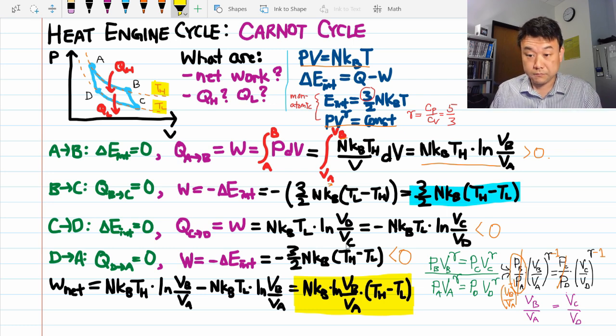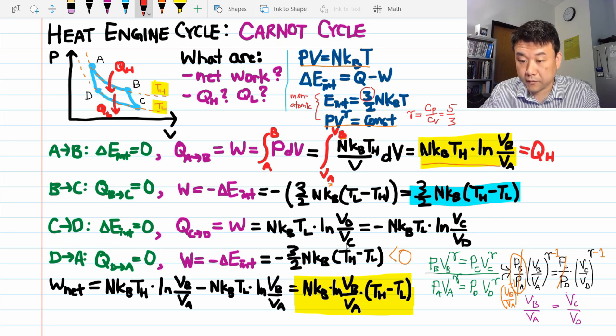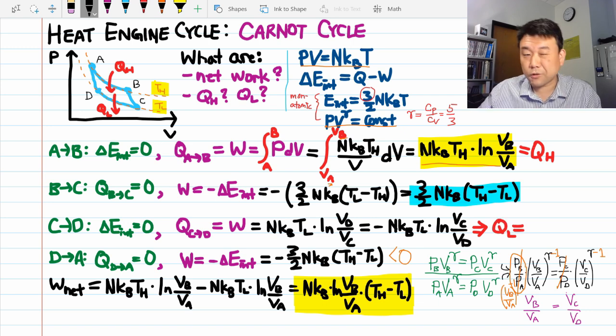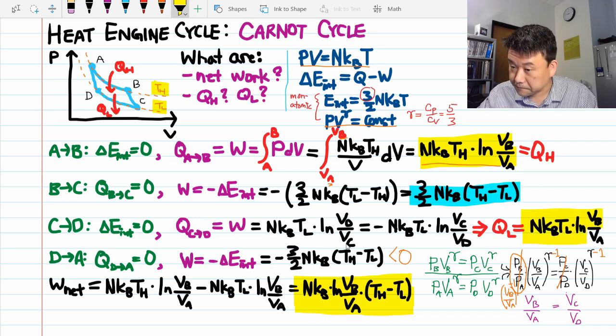The heat input is here. It's this one heat input that we already calculated. This is our QH. And QL comes directly from the quantity we calculated for the process C to D. Let me just make the quantity positive and make the substitution we just discovered. That's it. We are done.